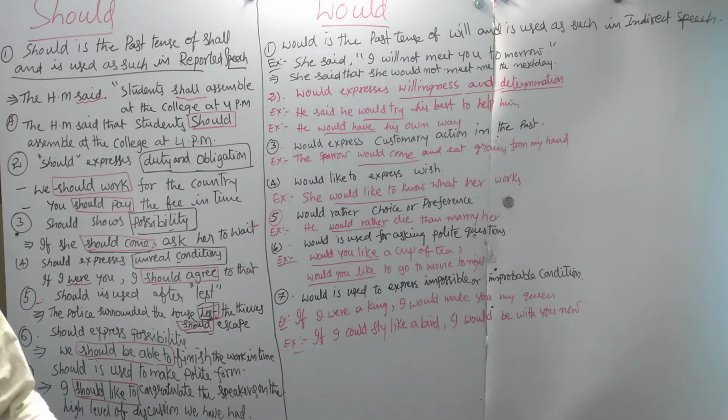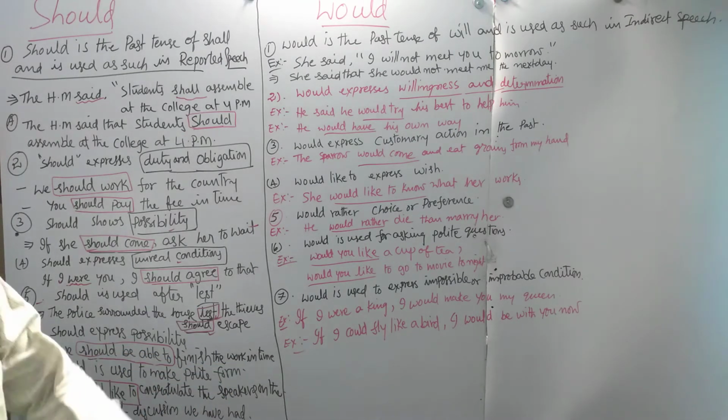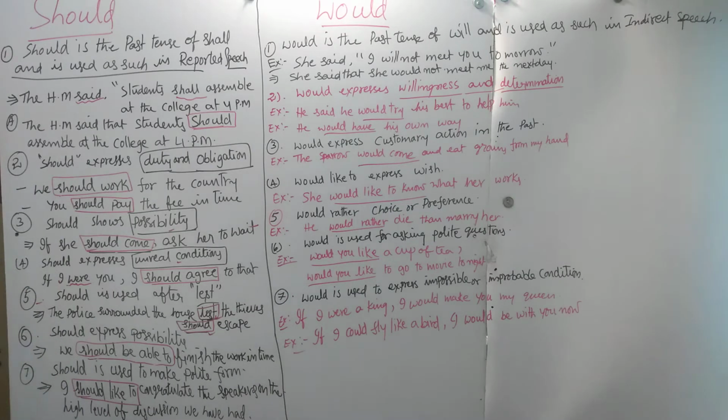That means it is possible for us to do the work. To express possibility, we can also use should. Should is used to make a polite form. Polite form means saying something in a polite, requesting manner, without rudeness. To say some statement in a polite manner, we have to use the expression "should like to".